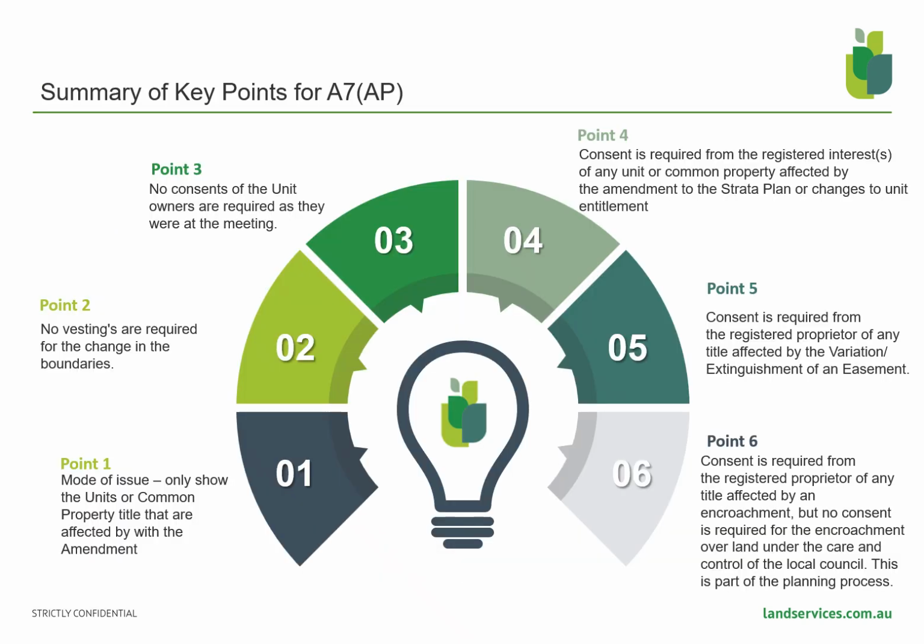In summary, for the Form A7, ensure that only the units or common property that are affected by the amendment are shown in the mode of issue. There will be no vestings or consent forms from the owners. Only their registered interests will be consenting to the amendments and change to unit entitlements if there are any changes. Consent will be required from the registered proprietors of any land that is affected by a variation or extinguishment of an easement or an encroachment.